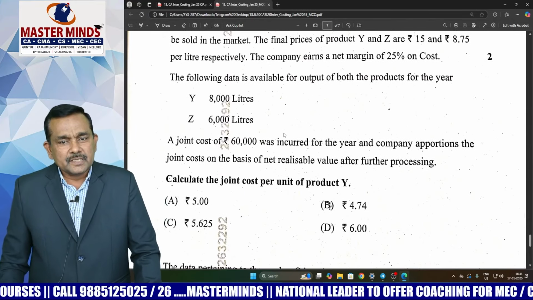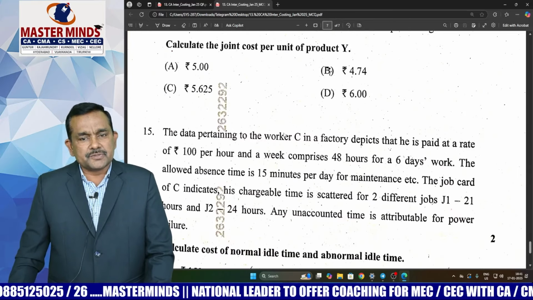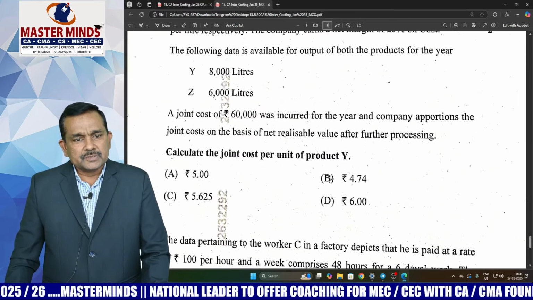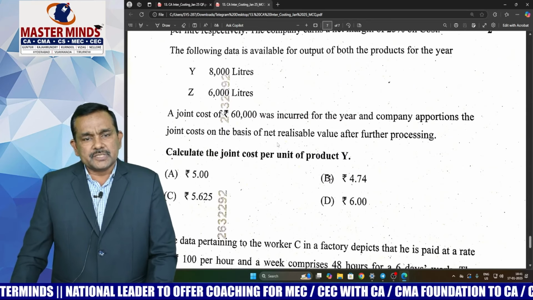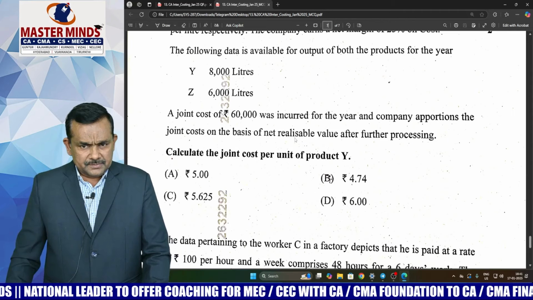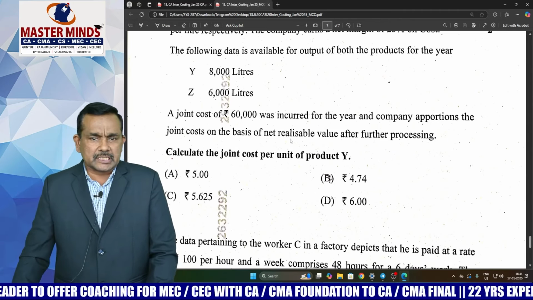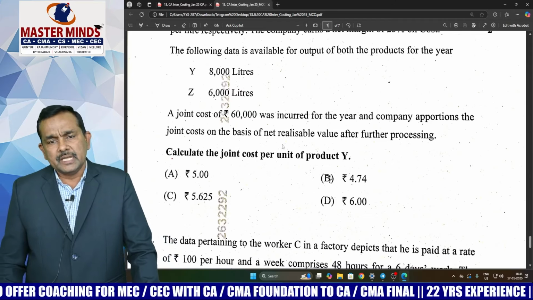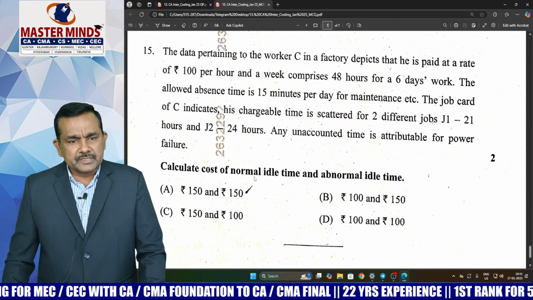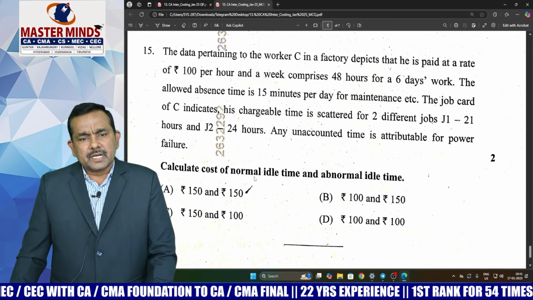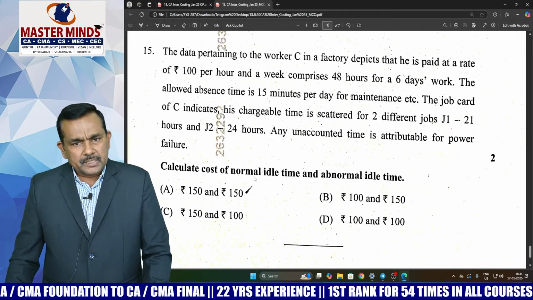14th, sir. This is the joint and by-products problem, sir. This question relates to joint and by-products. So this is the joint cost 60,000, sir. So here the question is asking to calculate the joint cost per unit of product Y. So first we apportion the joint cost under the given method, that is the net realizable value method. Then divide by the volume, then we'll get the per unit cost, sir. Next, 15th, calculate the cost of normal idle time and abnormal idle time. So this question relates to employee cost, sir.